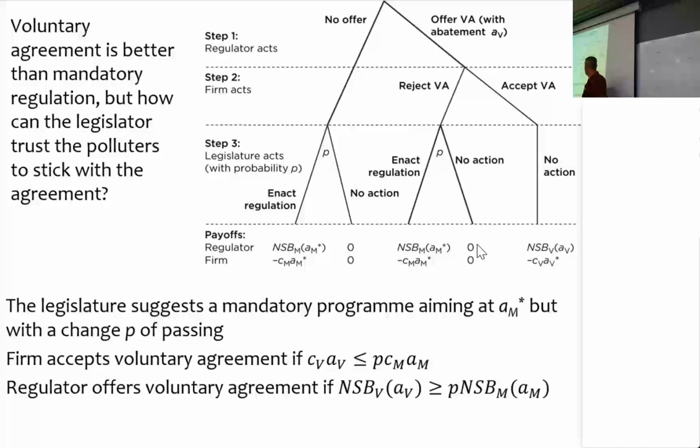Now, for a firm, this is an attractive offer if this condition holds, right? So we already said that the mandatory program is more expensive than the voluntary program because the costs are higher and the target is more stringent, right? So we already knew that this thing is bigger than this thing. But now there's only a chance P that is smaller than 1 to get this thing imposed on them. So the firms, the polluters, would accept a voluntary agreement if this condition holds, right?